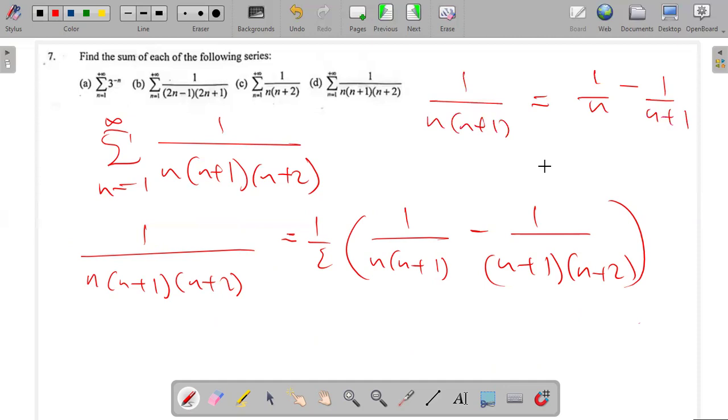So now we can replace what we already know. This part here, the left-hand side, is just going to be one half times this part which I know, which is 1 over n minus 1 over n plus 1. Then minus what we have there, that is 1 over n plus 1 times n plus 2.